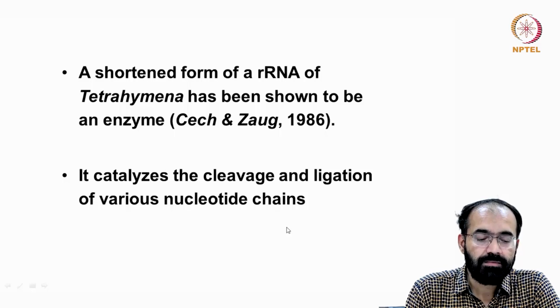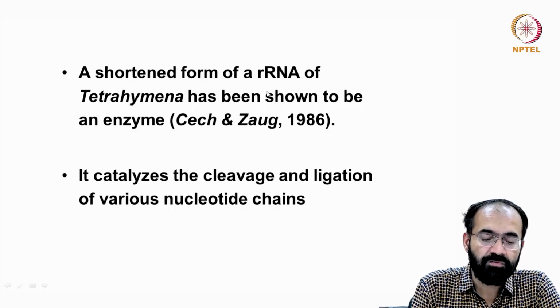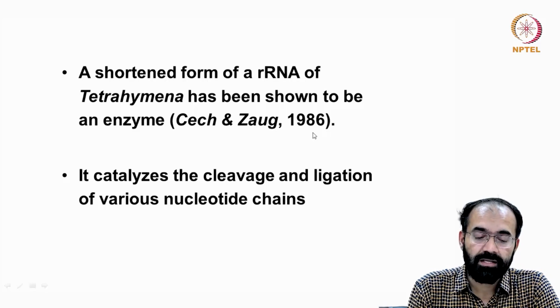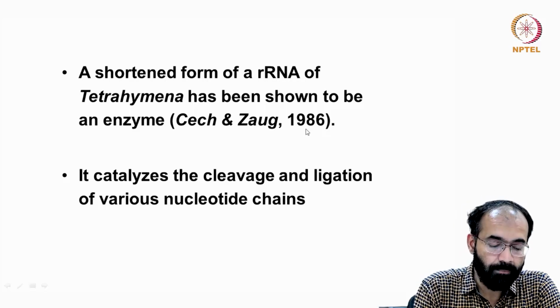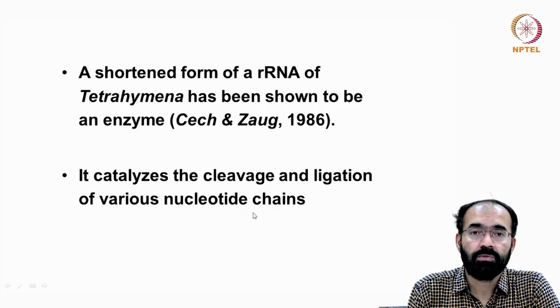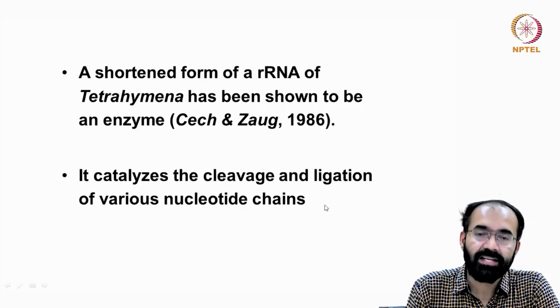Now we have similar examples in a small protozoan called Tetrahymena. A shortened form of ribosomal RNA of Tetrahymena has been shown to act as an enzyme. This was discovered in 1986 by Cech and Zaug, and they eventually discovered the properties of a ribozyme using Tetrahymena as a model. It could catalyze the cleavage and also the ligation. So this molecule not only cleaves a template, but it can also attach a nucleotide to another molecule of various nucleotide chains. We can see them more closely.